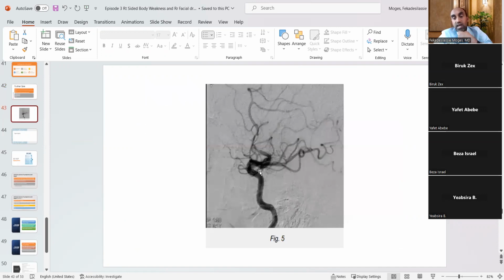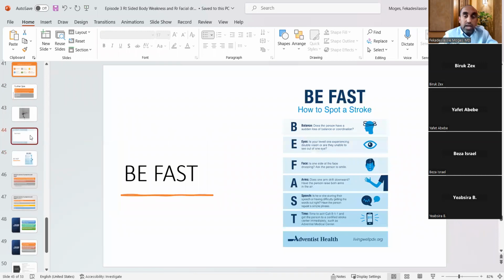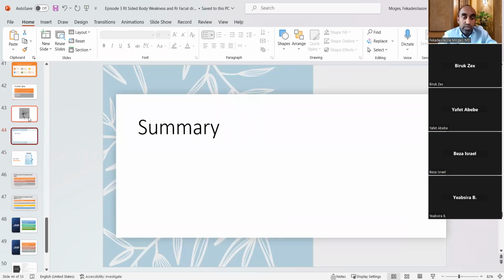And then this is the outcome. Now you can see that part of the middle cerebral territory is back on. And after 3 months, she doesn't have any neurologic deficits whatsoever. And in summary, stroke care doesn't stop there. I will talk about it in the next few slides.